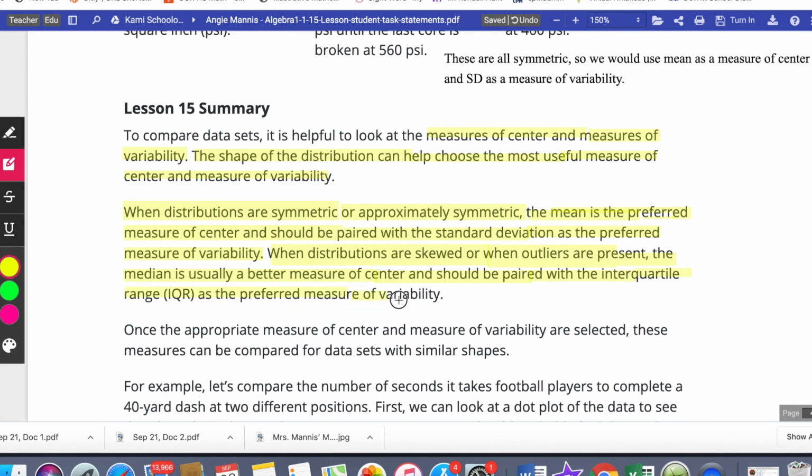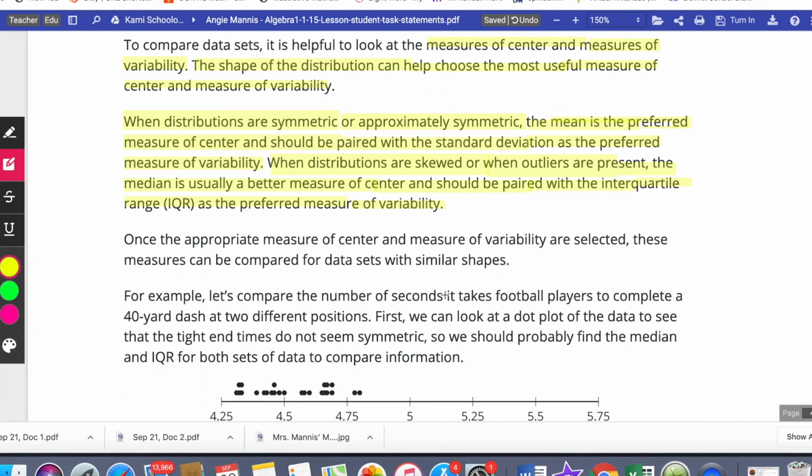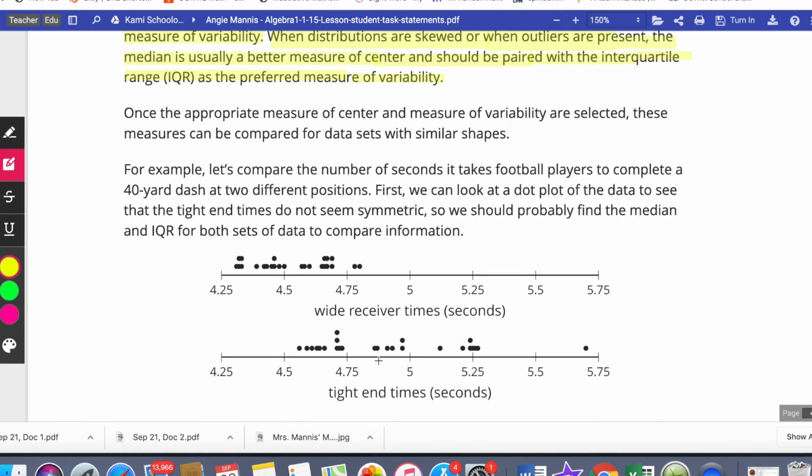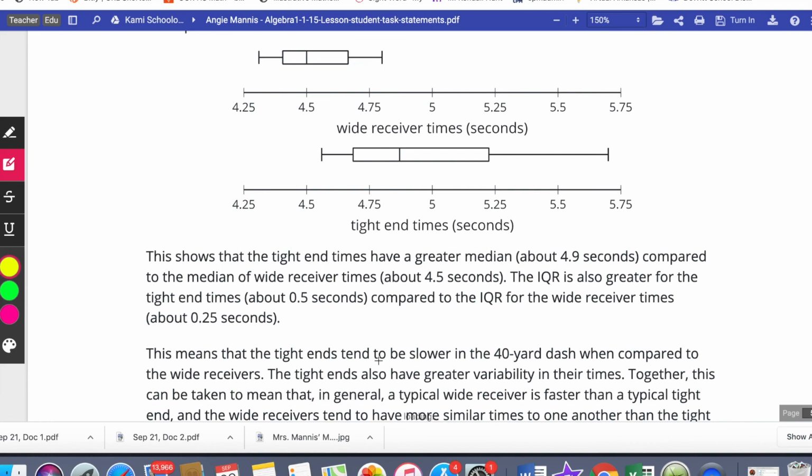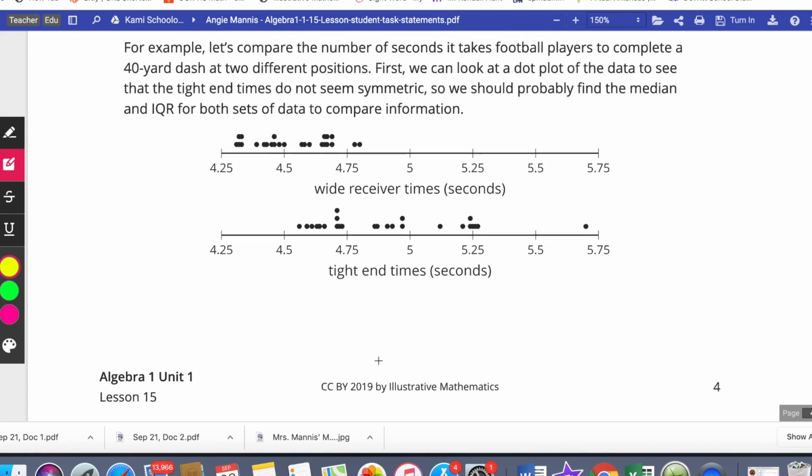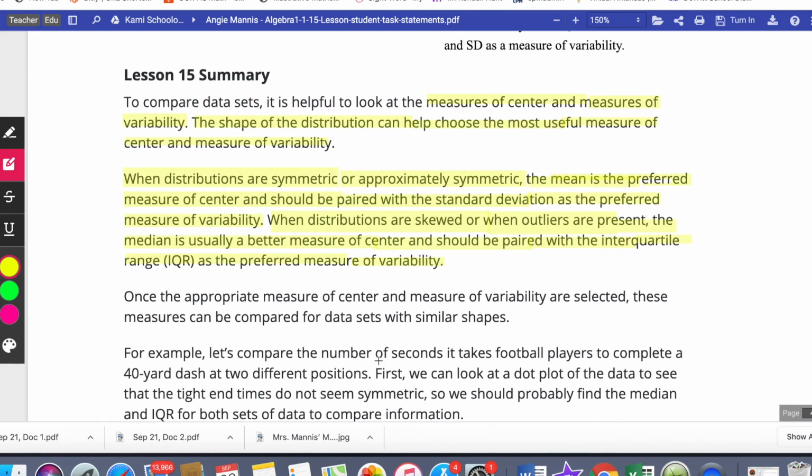So this whole paragraph is important. You need to know this. You need to be able to understand this, be able to explain it. We have a test that will be coming up soon, and so you need to be able to demonstrate how to choose the appropriate measure of center, the appropriate measure of variability, and why. And this paragraph helps you with that. And then it just goes on to give you some examples. So you can read through that and highlight anything else that you think is important.